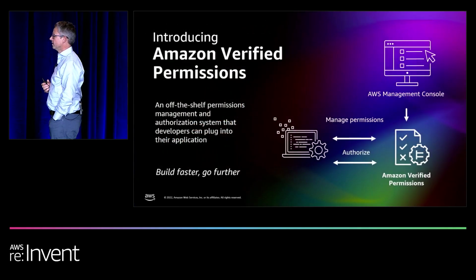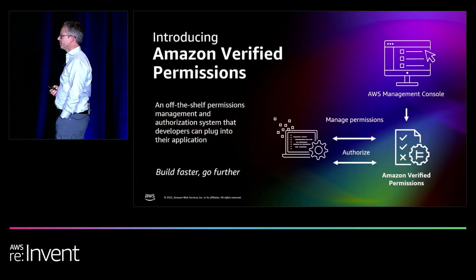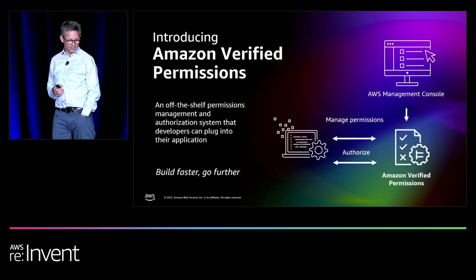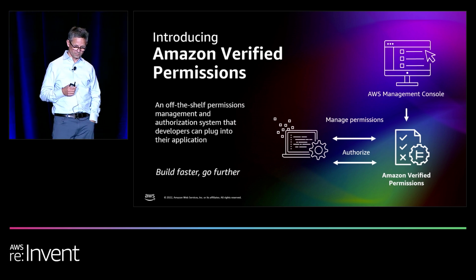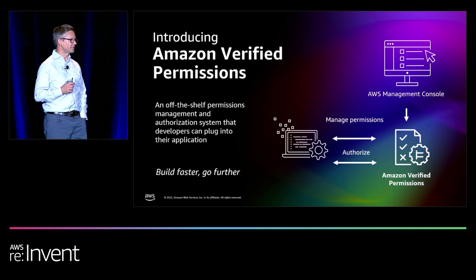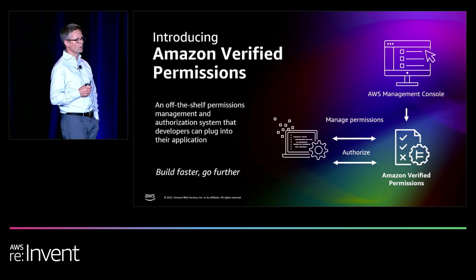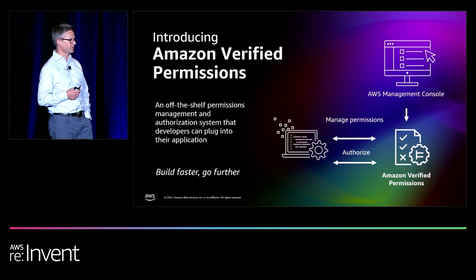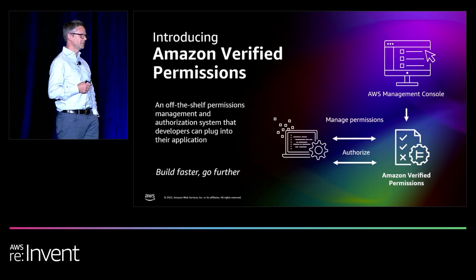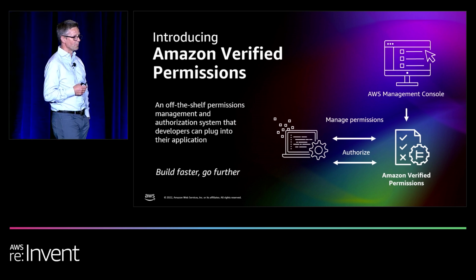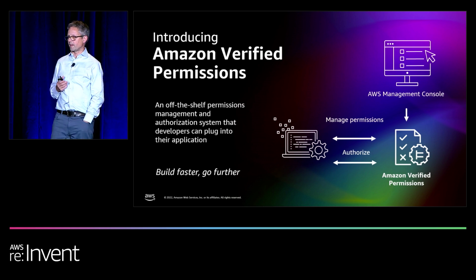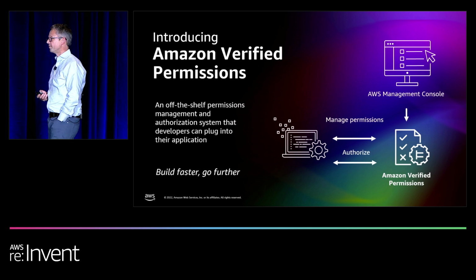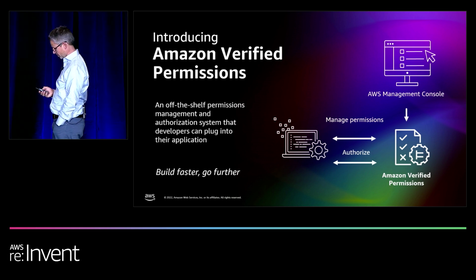So this is where we'd like to introduce Amazon Verified Permissions as an off-the-shelf permissions management and authorization system that meets these challenges. Essentially, what the system does is to store permissions expressed as policies and provide a means for your application to manage these permissions and to authorize the users of that application against these permissions by evaluating those policies.